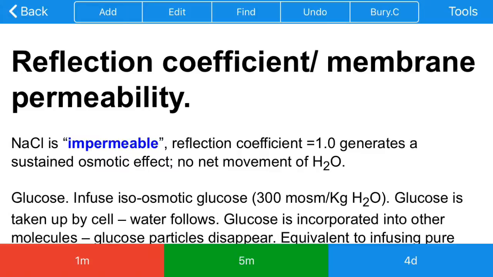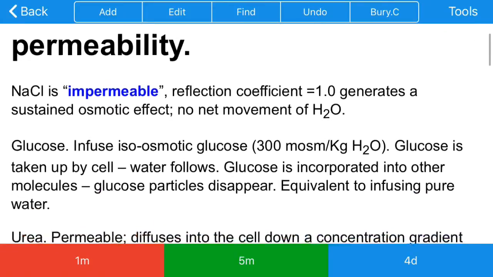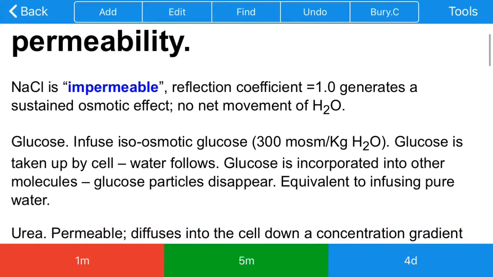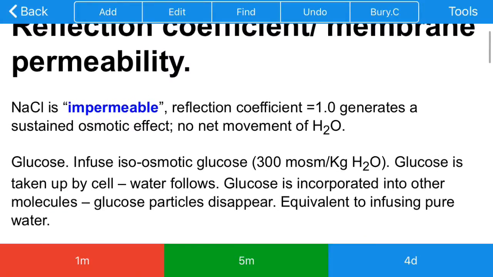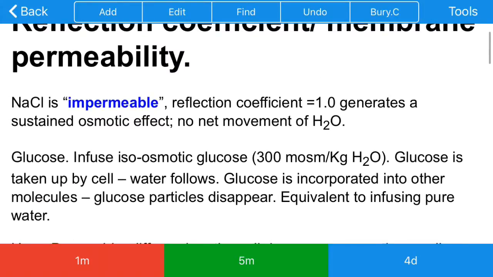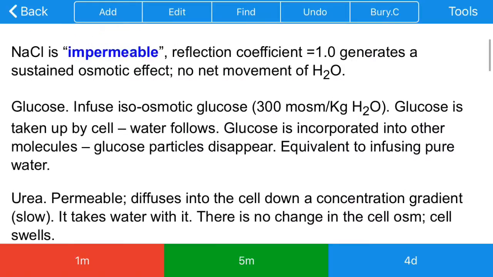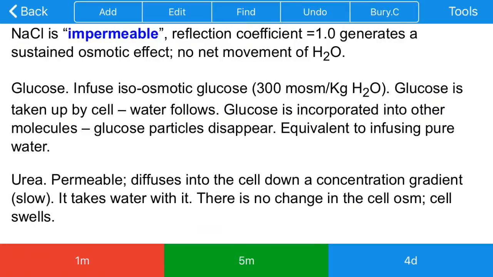No net movement of H2O. Okay. Glucose, on the other hand, does not have a sustained effect. It drops off over time. So if you put in glucose, it's taken up by the cells with water. It's processed. Water stays. The glucose becomes carbon dioxide, FADH, NADH, more water, actually, ATP, all that good stuff, because energy goes into those.